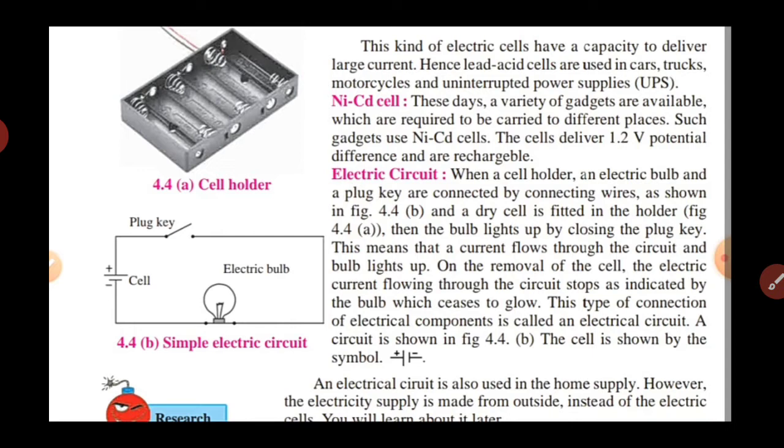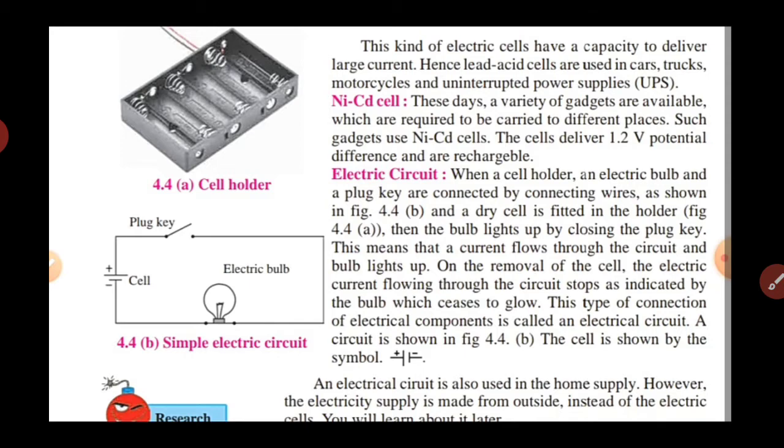The cells deliver 1.2 volt potential difference and are rechargeable. So in that cell, how much potential difference is used for producing the electric current? That is the 1.2 volt potential difference is used to produce the electric current. These cells are also rechargeable, as we saw in the last type of cell, the lead acid cell. The lead acid cell is also a rechargeable cell, and this NiCd cell is also a rechargeable cell.